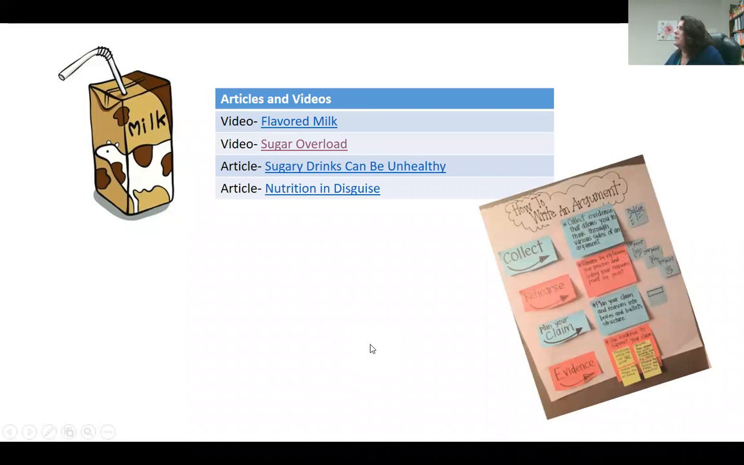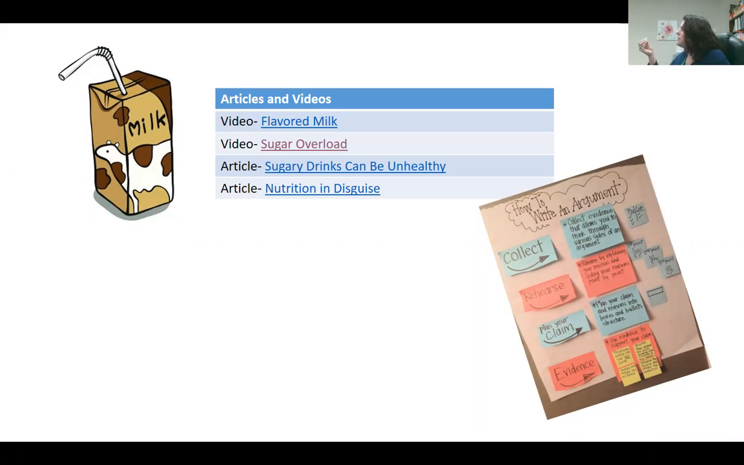So as you can see, they give you a little bit of that. You're going to have the flavored milk video and then some articles to read. I also included on this slide the how to write an argument picture from your materials. So notice what it does.